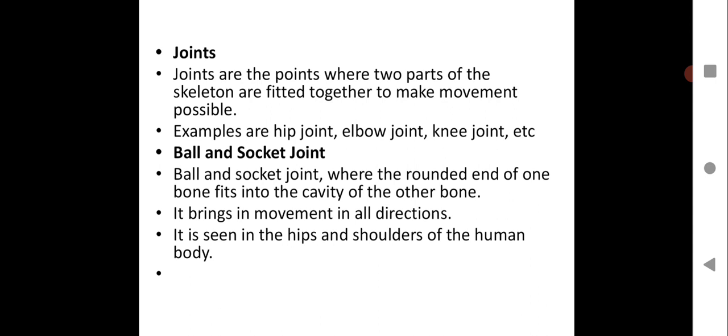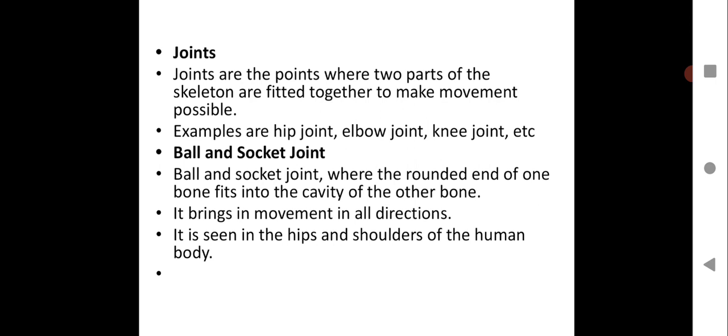Then joints. Joints are the points where two parts of the skeleton are fitted together to make movement possible. Examples: hip joint, elbow joint, knee joint. So you have already written about the joints. You just need to write about the examples over here. You have different joints in your body. You can move your hip, you can bend your elbow, you can bend your knee because of all these joints: hip joint, elbow joint, and knee joint. Then you have the ball and socket joint.